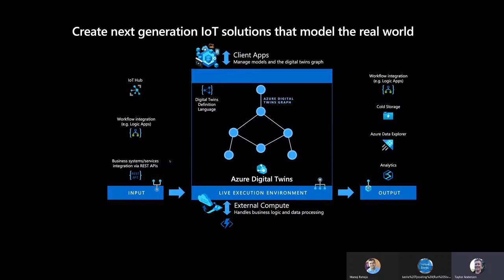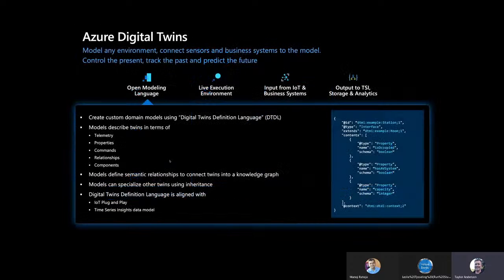All right, so let's go into what is offered by Azure Digital Twins. And Azure Digital Twins is really built on 4 pillars here, which include an open modeling language, a live execution environment, input from IoT and business systems, and then output to TSI and storage and analytics. So the idea here is that by creating and modeling a connected environment, you have the ability to control the present, track the past, and predict the future.